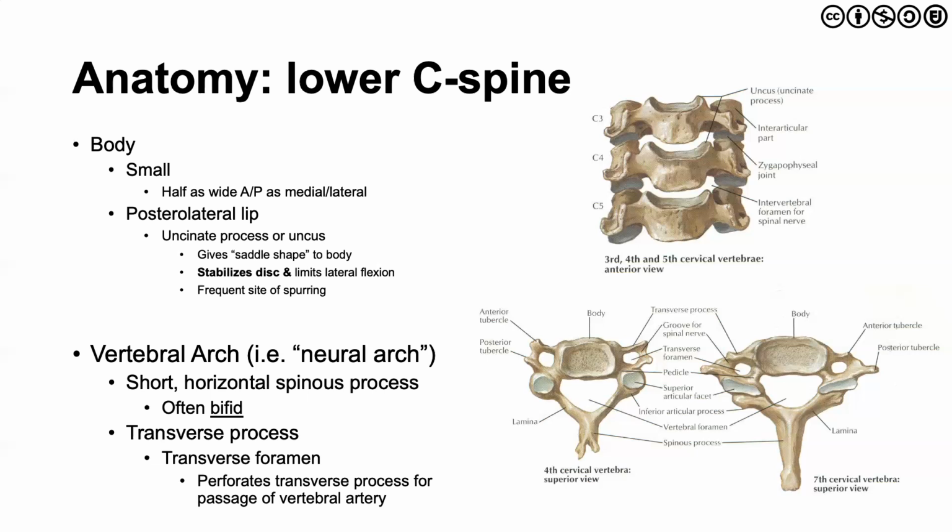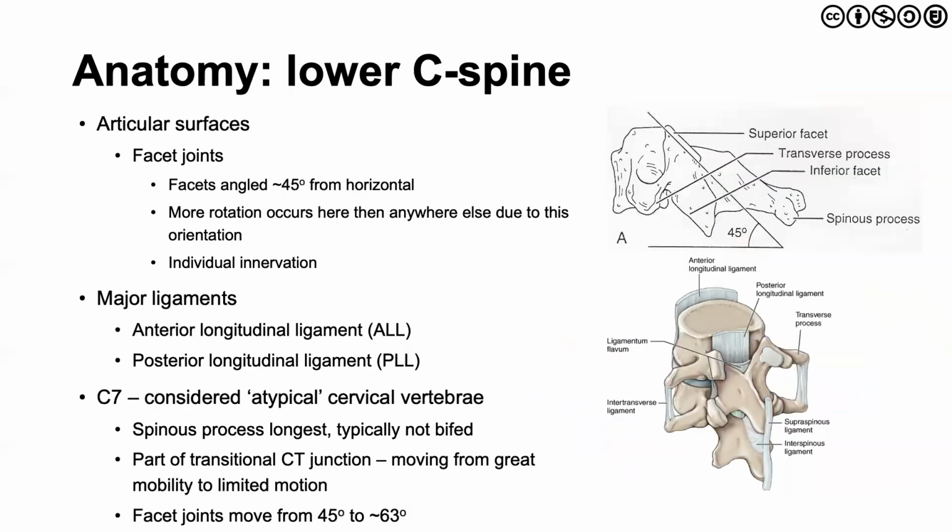And then that gives way to the transverse process, where we find the transverse foramen. This is an area where the vertebral artery is going to pass. And the transverse process then provides protection for that structure.